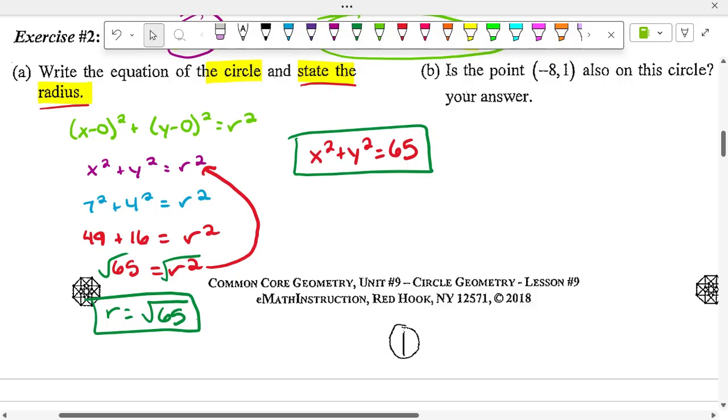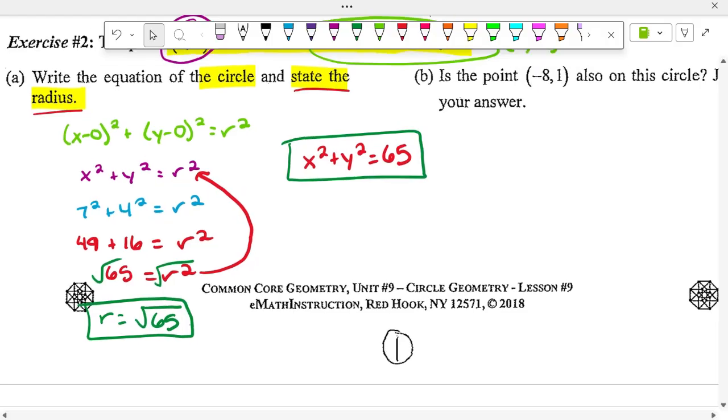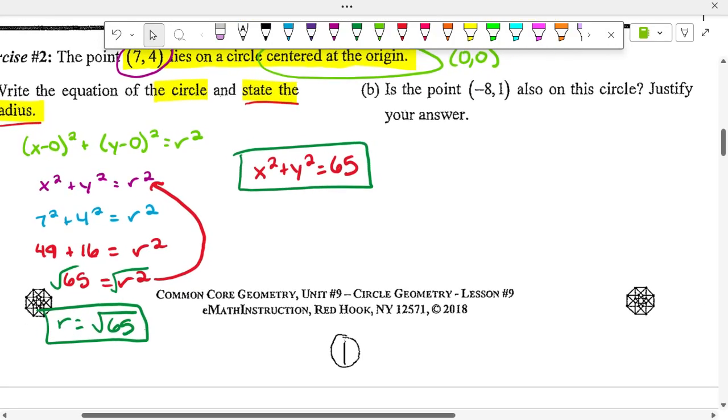Everyone follow on how I did that? I find that most people get equations of a circle because a lot of it's just Pythagorean theorem. It's a really simple formula to remember.